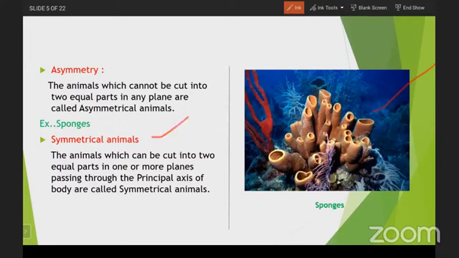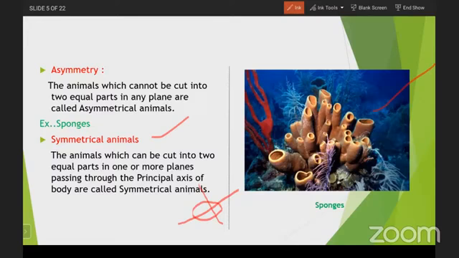Now let us come to know about the symmetrical animals. The animals which can be cut into two equal half parts in one or more planes passing through the principal axis of the body are called symmetrical animals. For example, if we treat this as an organism, the plane is just like a line going through the central axis, exactly the middle portion. If the organism is divided into two equal half parts with the help of this plane, that is called symmetry, and such animals are called symmetrical animals.